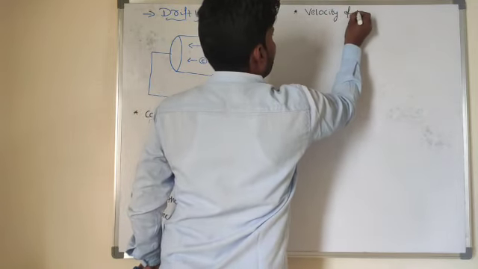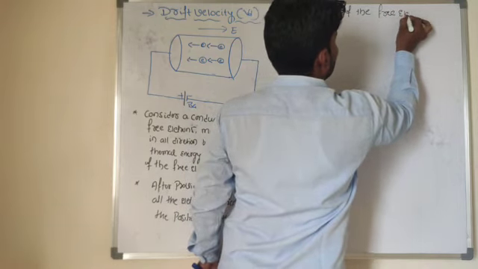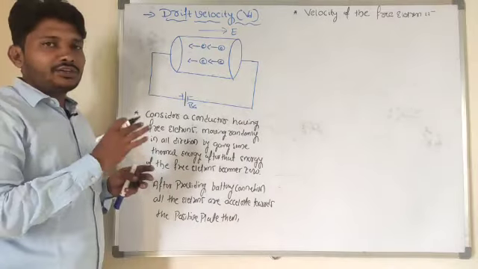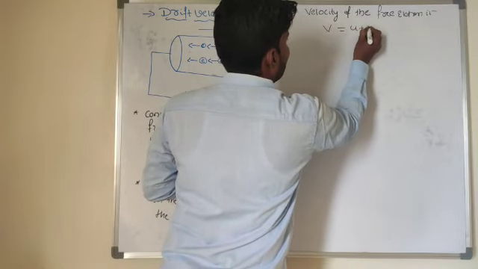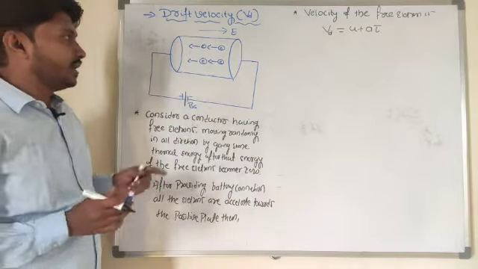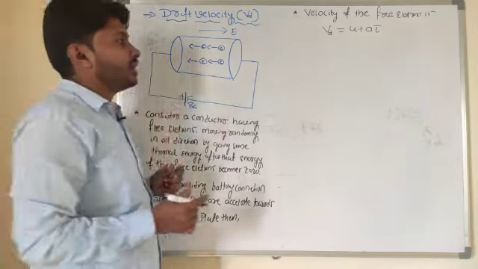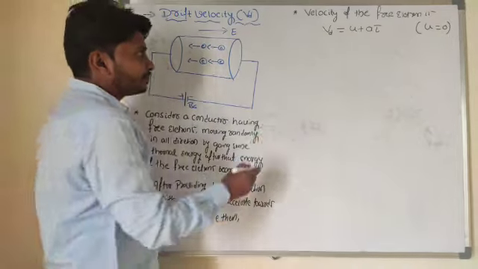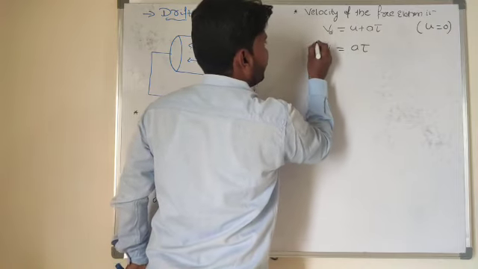Velocity of the free electron is, okay. From the kinematic equation, V is equal to U plus A into T, where V I can take as V of D, that is drift velocity. Before applying the battery connection, what is the velocity of electrons? The initial velocity is 0 here. So V of D is equal to, since initial velocity is 0, A into tau here.